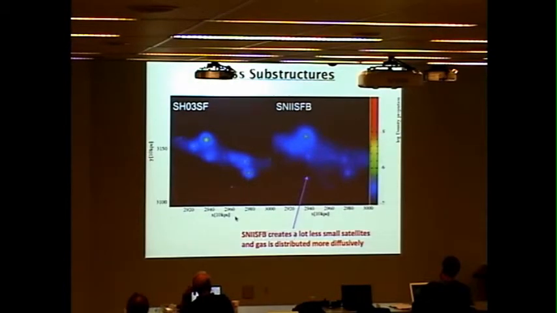And also we observe fewer substructures after this feedback. So we are actually alleviating the missing satellites problem with this feedback model. So this is the original Springel-Hernquist constant wind model, whereas this new model actually erases some of the small-scale structures around the massive halos. So I think it is going in a good direction.